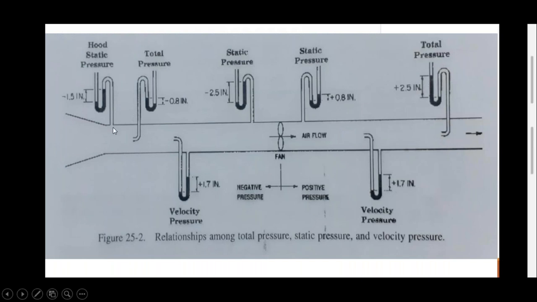If we put the pitot tube like this and attach it to the manometer, then we will get the static pressure. If we put the pitot tube like this, with air coming from this side, and attach it to the manometer, then we get the total pressure. And if we attach like this, with one pitot tube here and the other attached from this side, from this side there will be total pressure and from this side there will be static pressure, and resultantly we will get the velocity pressure.